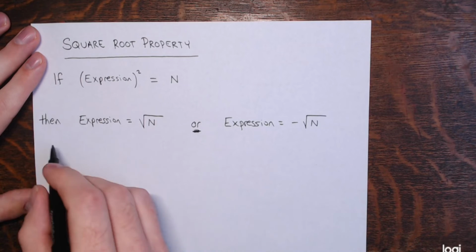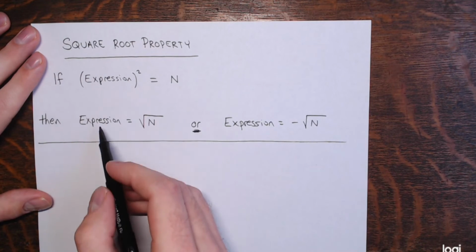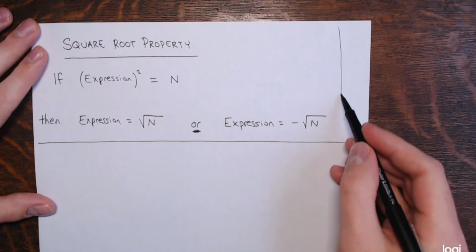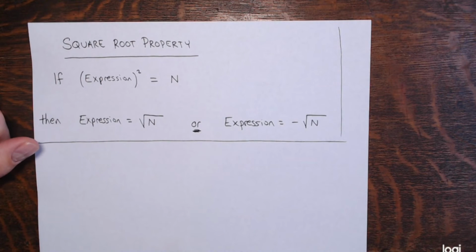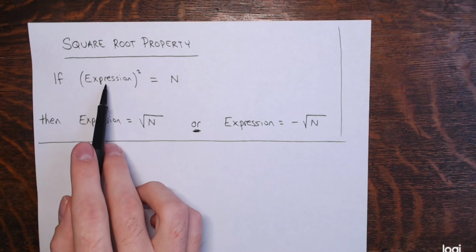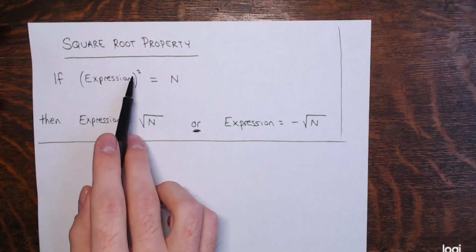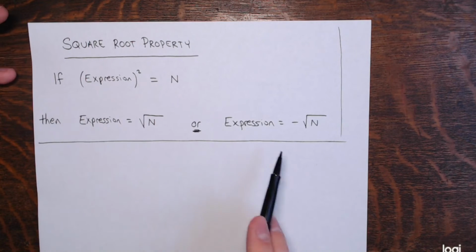Now they might use the letter x for the expression when you see the square root property in your text, but it's not just working for the letter x. It could be any expression with a variable squared equal to a number, and this property will still hold.